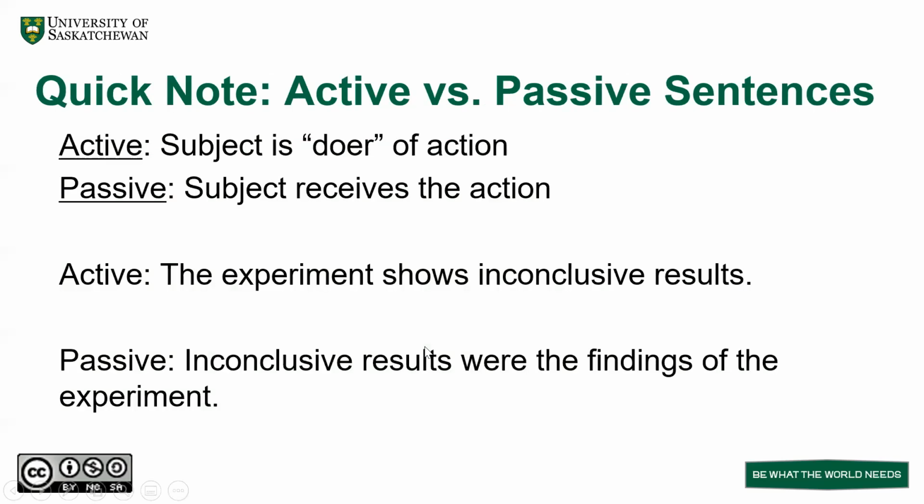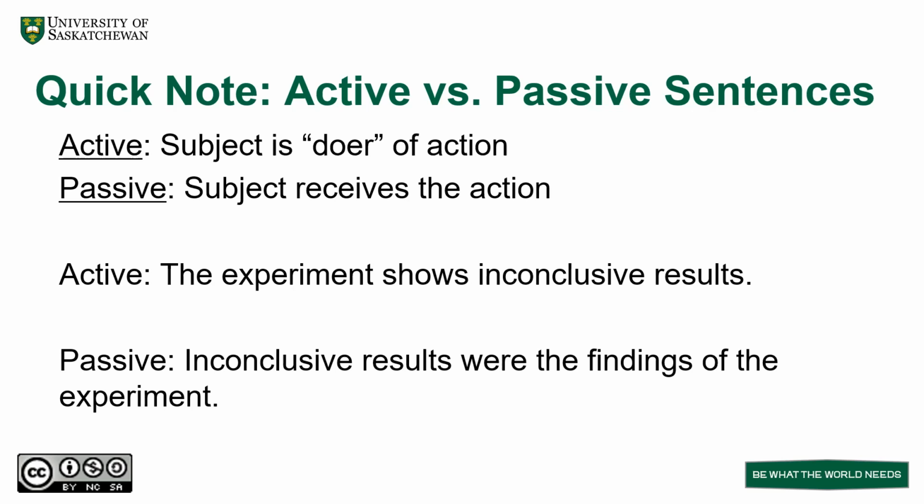Now, this relates to that notion of active and passive sentences. So a quick refresher, if you're not familiar with these concepts. In an active sentence, the subject is the doer of action, and in a passive sentence, the subject receives the action. So, some simple examples here. The active sentence would read as follows: the experiment shows inconclusive results.